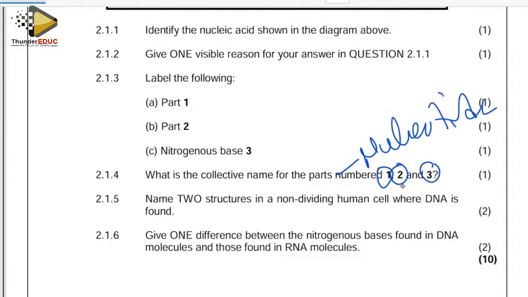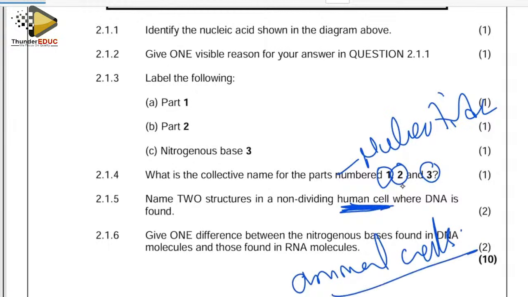They're saying human. Do you know what it means? They're saying animal cell. Animals, yes, because humans belong to animals. So you can't talk about chloroplastic DNA. You can only talk about the nuclear DNA and the mitochondrial DNA.